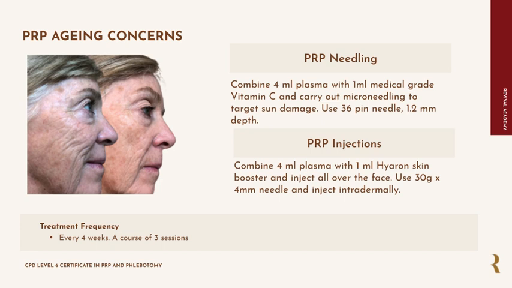And then the PRP injections. Now for aging, you're actually going to mix the plasma together with a 1 ml to 2 ml hyaluron skin booster. Now the skin booster will actually improve the hydration levels and boost the levels of the hyaluronic acid in the dermis. And with that one, you're going to use a 4 mm needle and inject all across the face or on specific areas of concern intradermally. So you definitely want to be injecting into the dermis. And then again, the treatment frequency for this one as well, every 4 weeks. And again, it's usually on average a course of 3 sessions.